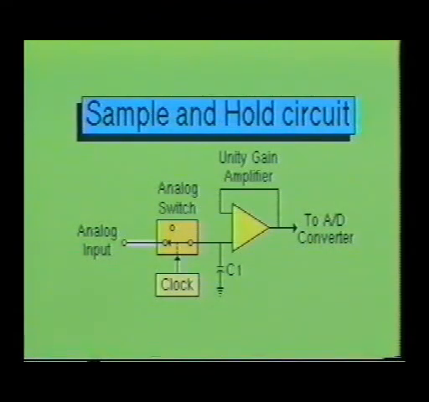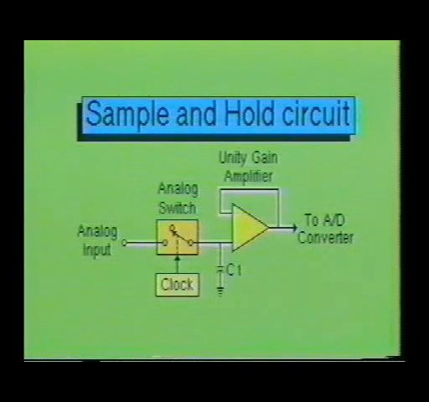The electronic analog switch, which is controlled by a clocking pulse, closes to take a rapid sample of the analog input signal. Capacitor C1 will then charge to the potential of the voltage present at the input. The charge on the capacitor is monitored by the unity gain amplifier. This op-amp should have a very high input impedance.